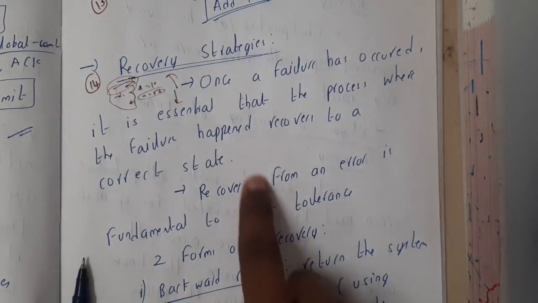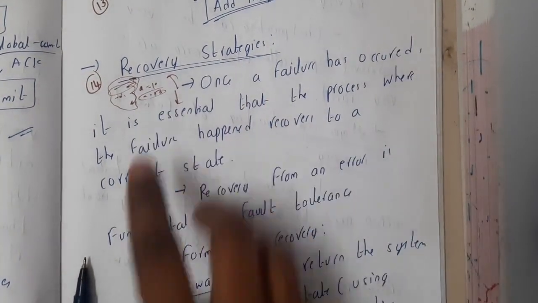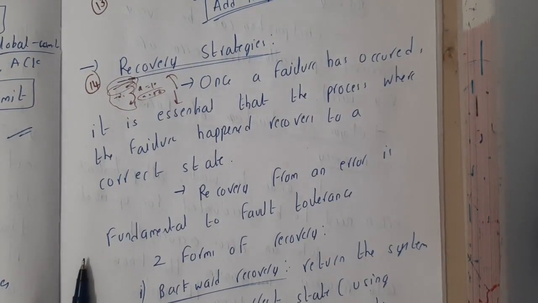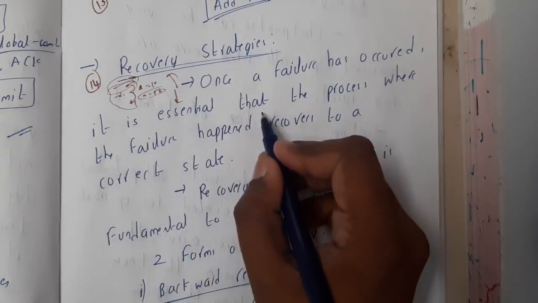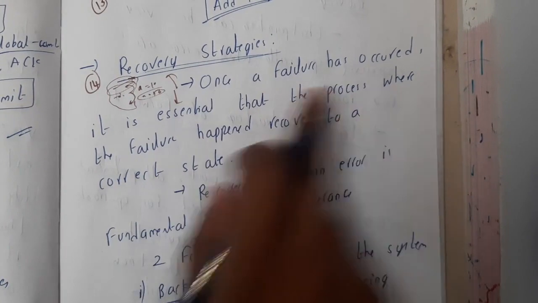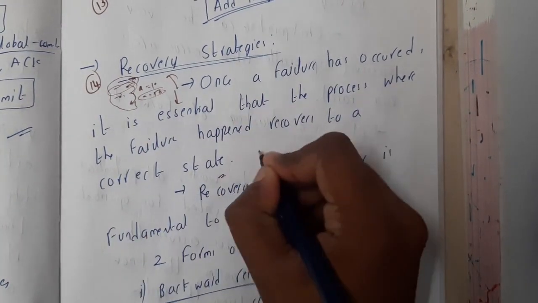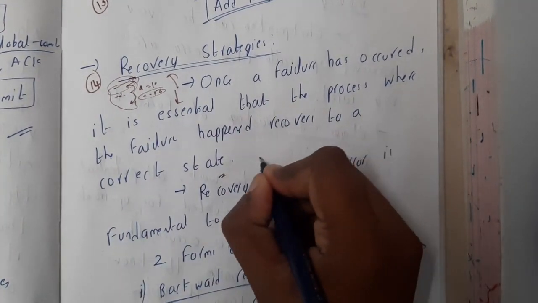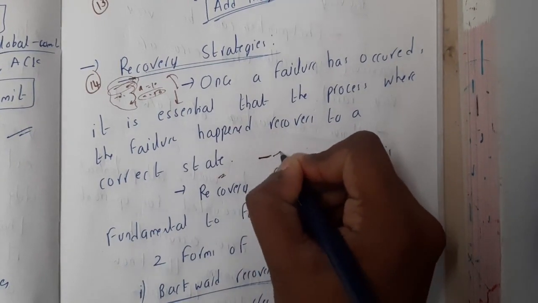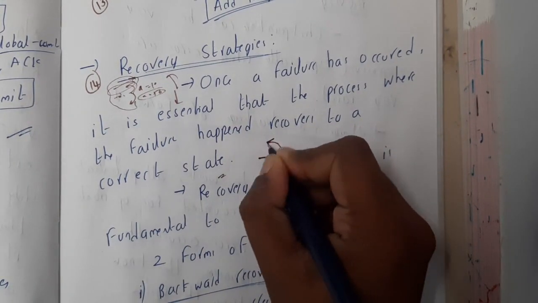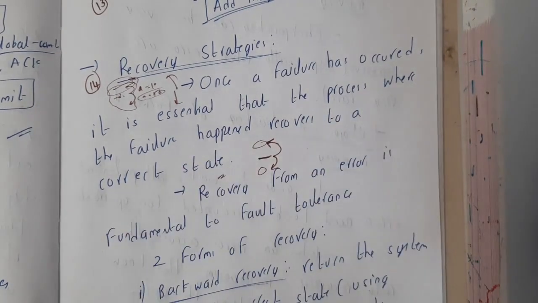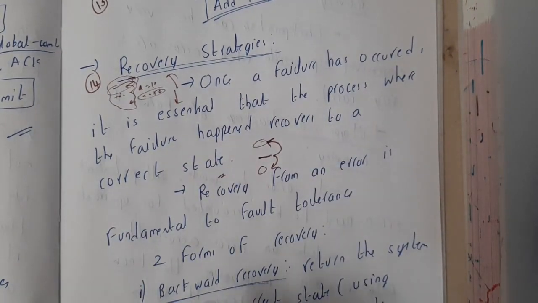Once a failure has occurred, here you ended up with the wrong value, so that's indirectly a failure, right? Once a failure has occurred, it is essential that the process where the failure has happened recovers to the correct state. So you need to move back to the nearby correct state, or move to a correct state in your future. These are the two strategies, guys, and that's the reason why I always mention forward and backward.